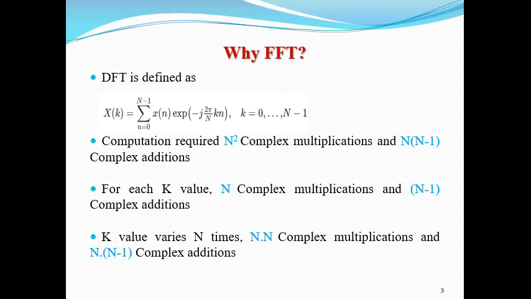So DFT computations involve n squared complex multiplications and n into n minus 1 complex additions. For each k value, we have to perform n complex multiplications and n minus 1 complex additions. Since the k value varies n times, we have to perform n into n complex multiplications and n into n minus 1 complex additions. This much computation is involved in direct computation of DFT. That is why we go for the fast Fourier transform algorithm.